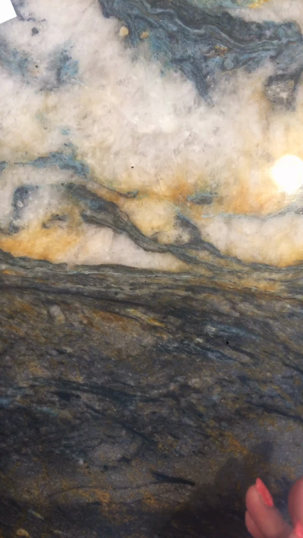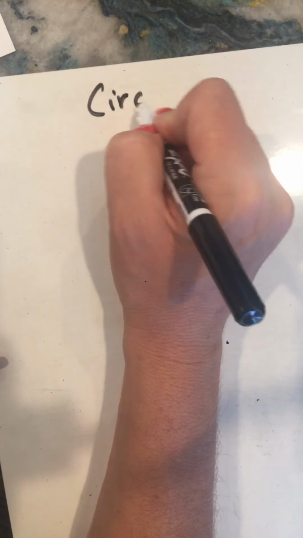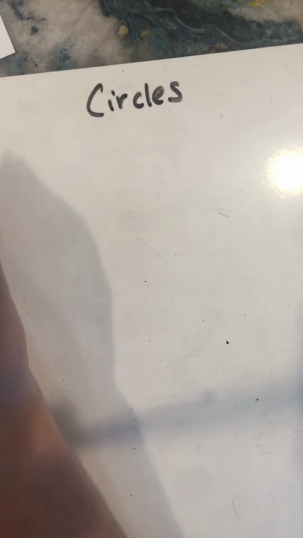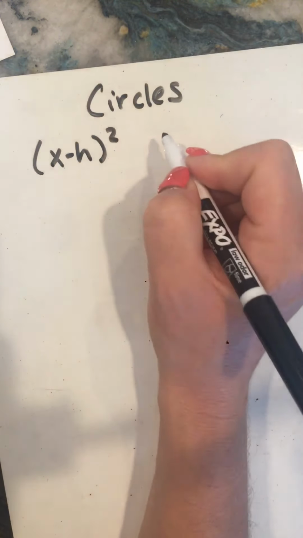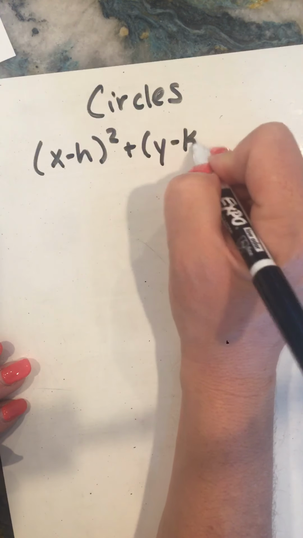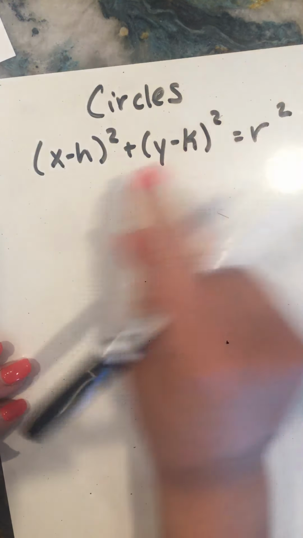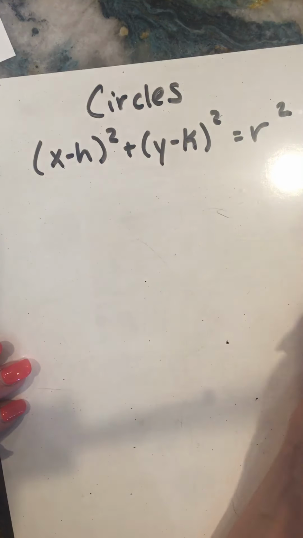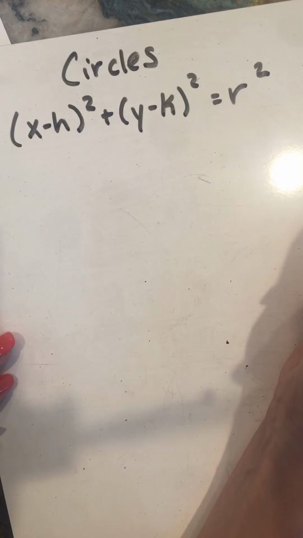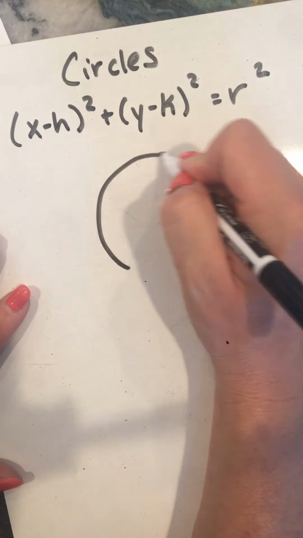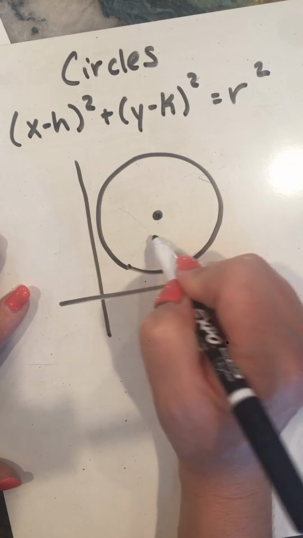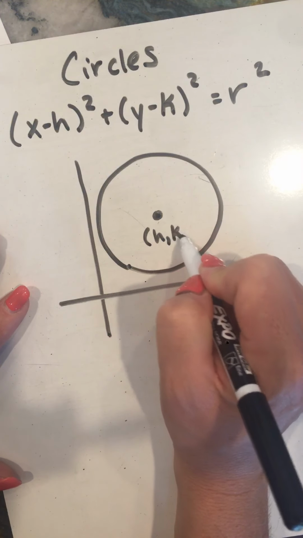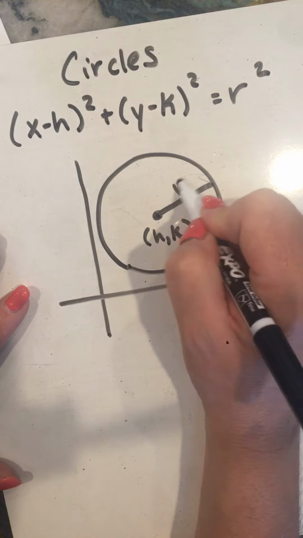And then we've got circles. Circles were the easy ones. So a circle had the general form of x minus h quantity squared plus y minus k quantity squared equals r squared. So that's really just a very fancy version of the Pythagorean theorem. All right, if we look at a circle on a coordinate plane, the center is at h, k, and then this is our radius.